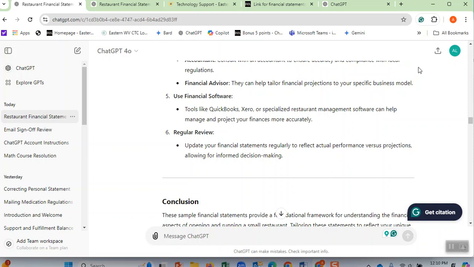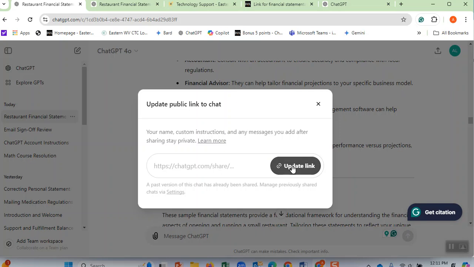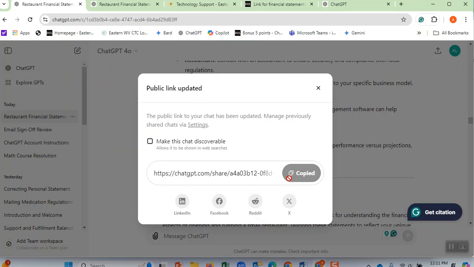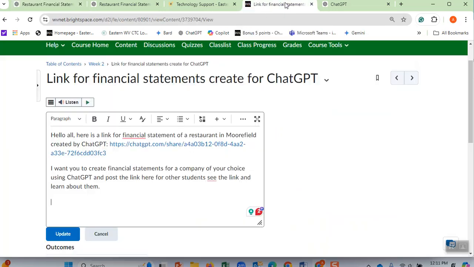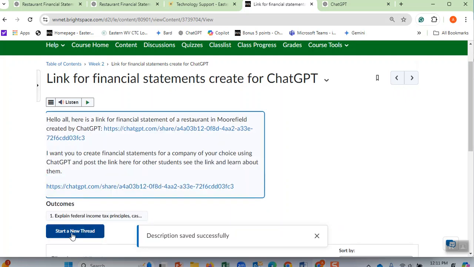After I did all of this, when I wanted to bring this to the discussion board of Brightspace, do you see here it says share chat? I click share chat, and then I click here to update the link. It gives me a link, and then it says copy link. Okay, I copied the link and I go here, and I paste it on the discussion board for all of you to see how it is. And then I am going to put this video as well, and then I will upload it and post it on the discussion board.